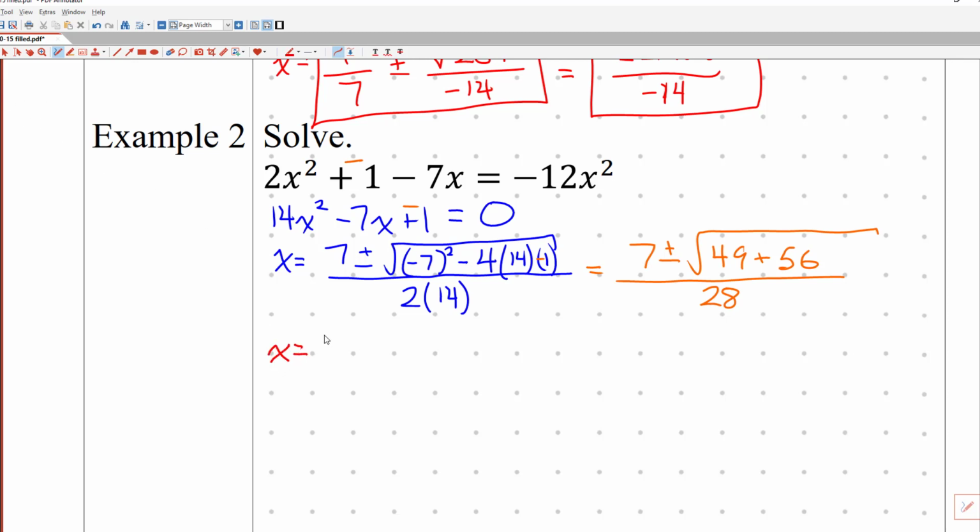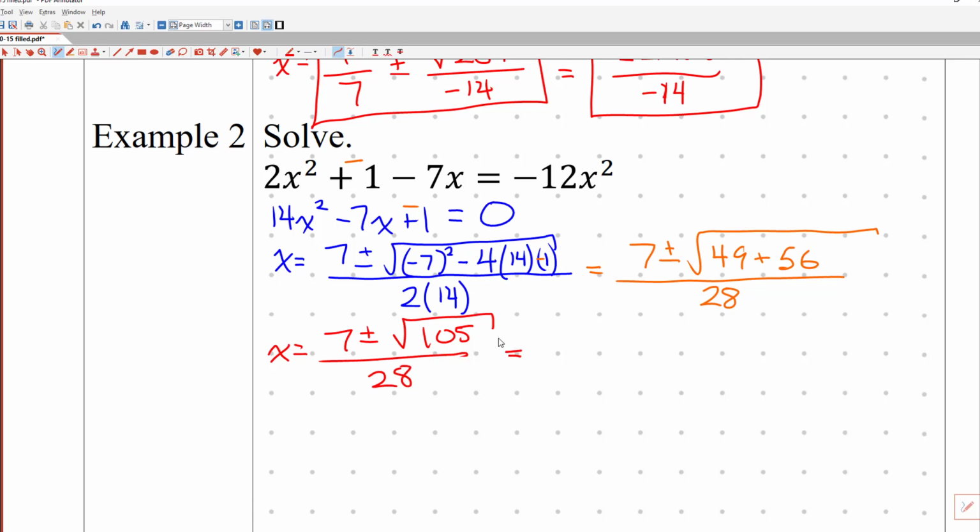X is equal to 7 plus or minus 49 plus 56. That's essentially 50 plus 55, right? If I just take 1 from here and add it to here. So what's 50 plus 55? Well, that's 105. So it's going to be 7 plus or minus the square root of 105 divided by 28. Perfect. So that's one answer.